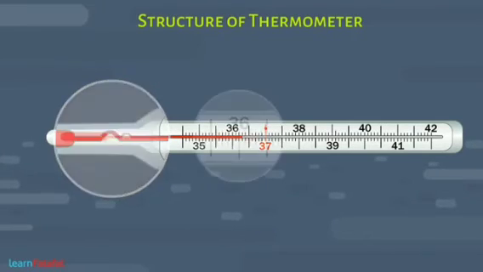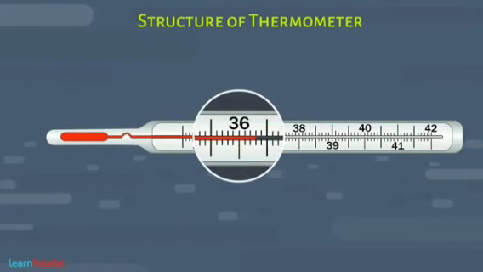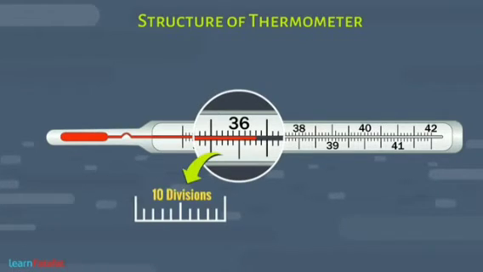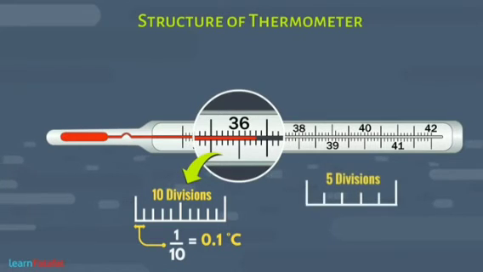To get a more correct reading, there are some divisions between two consecutive numbers. If there are 10 divisions, then each division signifies 1 by 10, that is equal to 0.1 degree Celsius temperature. And if there are 5 divisions, then each division suggests 1 by 5, that is equal to 0.2 degree Celsius temperature.